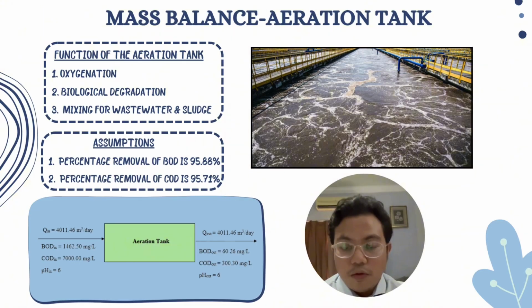Based on the figure below, we can see that the BOD influent for the aeration tank is 1462.5 mg per liter, followed by COD influent is around 7000 mg per liter, and the pH influent is about 6. After doing a mass balance calculation, the BOD effluent that can be obtained is 60.26 mg per liter, followed by COD effluent is 300.3 mg per liter, and the pH effluent will remain at 6.